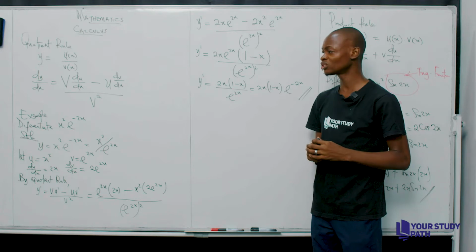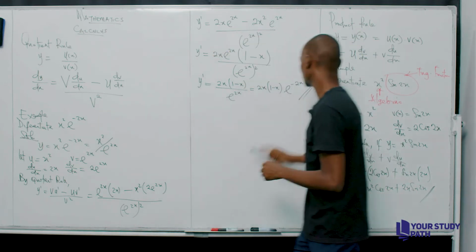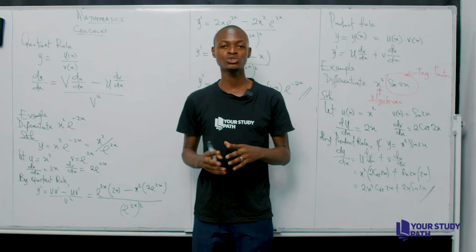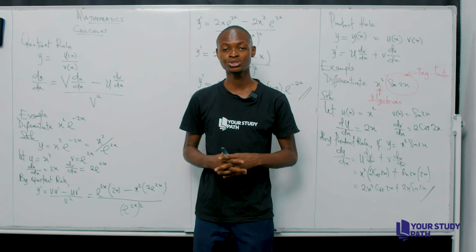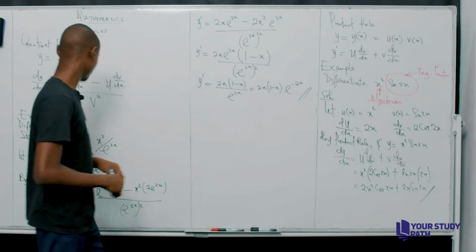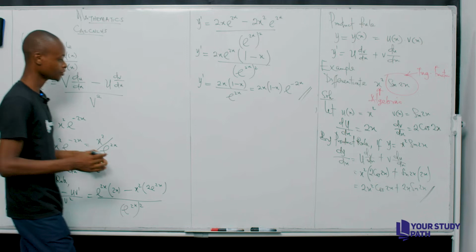Take a few minutes to attempt to differentiate x squared e raised to power minus 2x using the product rule. I'm sure you have worked through solutions for that particular question. Let's see how to solve it together. Now, we are to solve this same differentiation process via the product rule. So let's see.